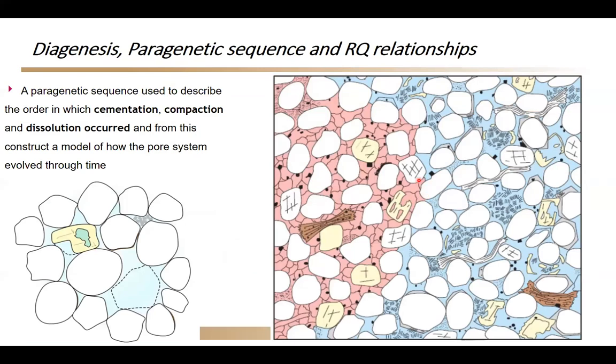Diagenesis is very critical. Diagenesis is the physical, chemical and biological processes that change the geochemical equilibrium of the reservoir. There is a term known as paragenesis, which refers to the time order of events in the history of the rock and is based on direct observation and measurements. So during the diagenesis, I will set the parameters that enhance my quality and those that reduce my quality, and make a paragenetic sequence. In terms of reservoir quality, the paragenetic sequence is generally used to describe the cementation, compaction and dissolution that happen, to construct a model of how the pore system evolved through time.